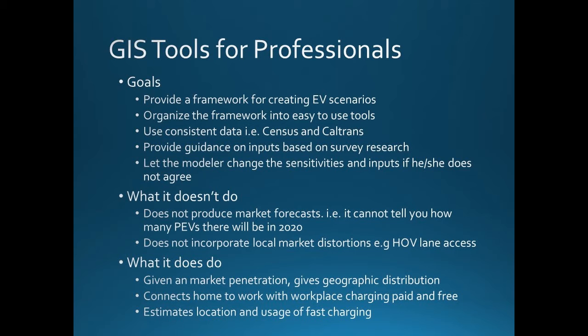We, of course, wanted to make them easy to use, and so we put them in a GIS package that most people use, which is ArcGIS. And we wanted to use consistent data. So we could have used regional travel models, but we decided to go one step back and use Caltrans and Census, which are universally available in California. In other states, there's Census that you could use, but we would have to prepare the data sets. But in California, where it was funded by the California Energy Commission, you can use all these tools.